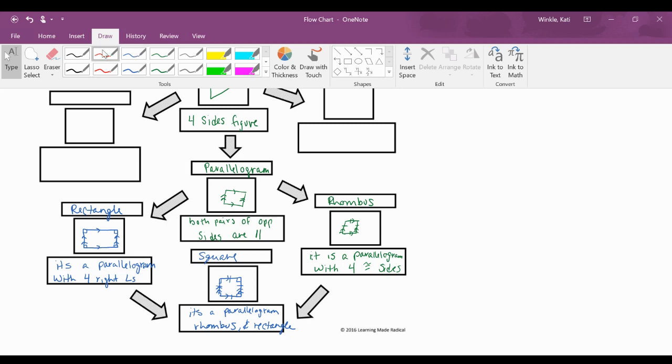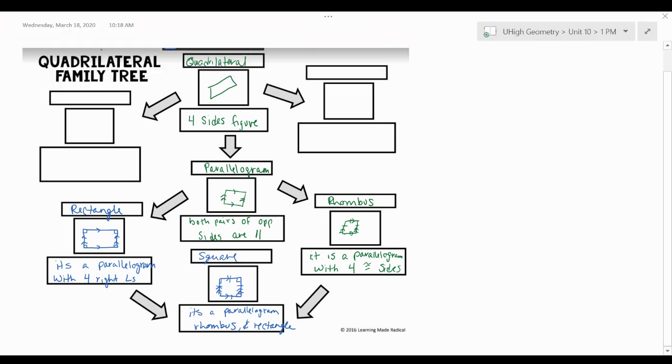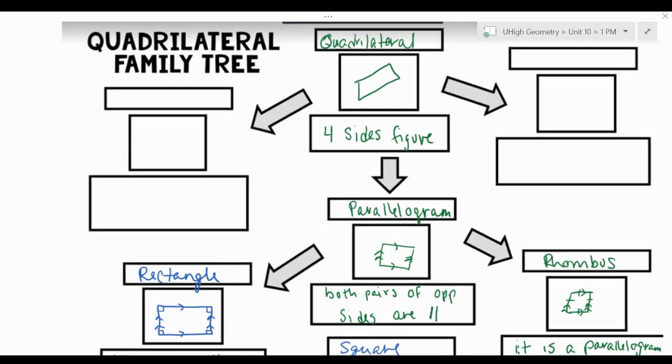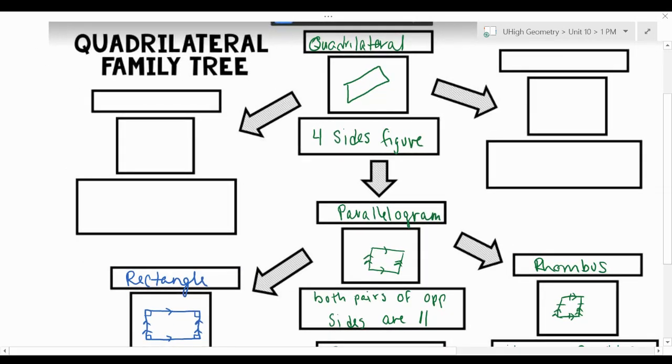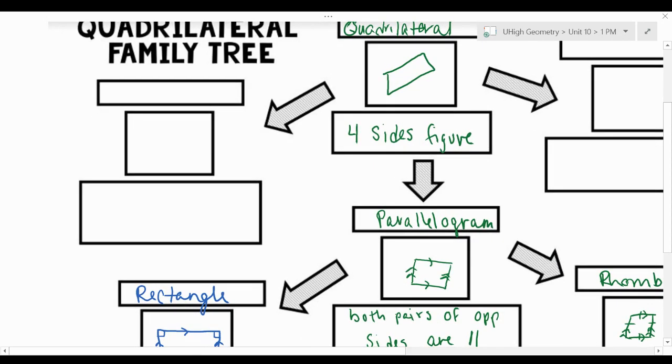All right, so hopefully you guys are now looking at this and thinking, okay, so we have the parallelograms, we have the rectangle, rhombus, square. So what's going on with these top two? So looking back, what were the two pieces that we haven't talked about yet? Well, one of them was our trapezoid.